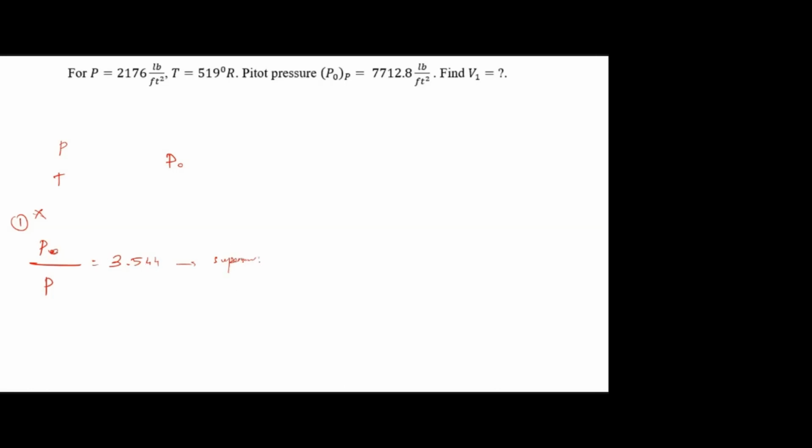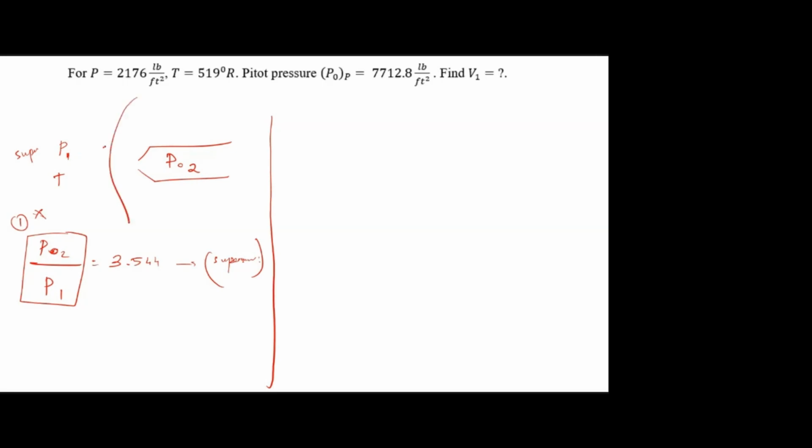So that means this P naught is P naught 2, and this P is P1, right? Yes, sir. Okay. So now we know this P naught 2 by P1, and with that you have to find the M1. Here, what is the procedure? If it is supersonic and if you keep the pitot tube, there will be a bow shock. At the center is the normal shock.